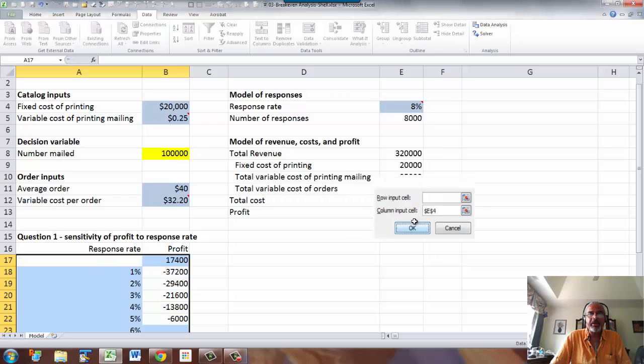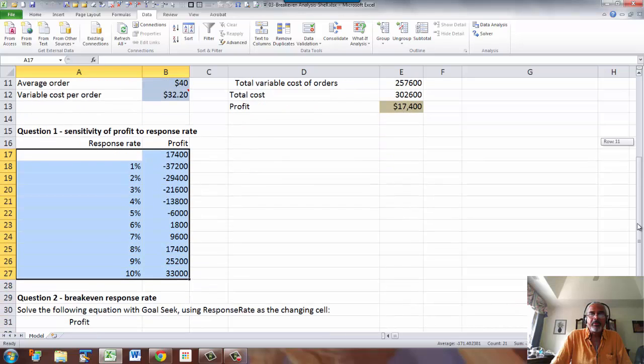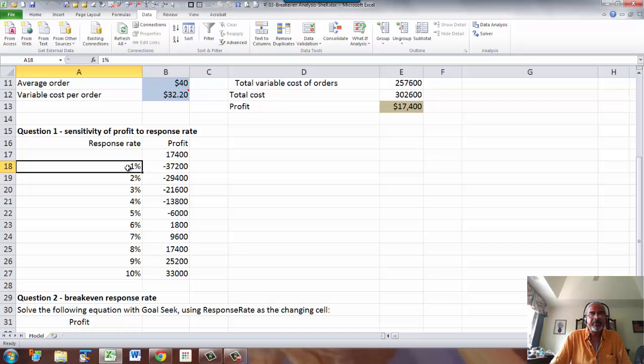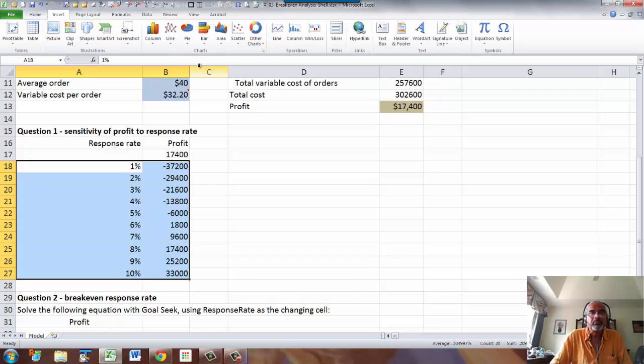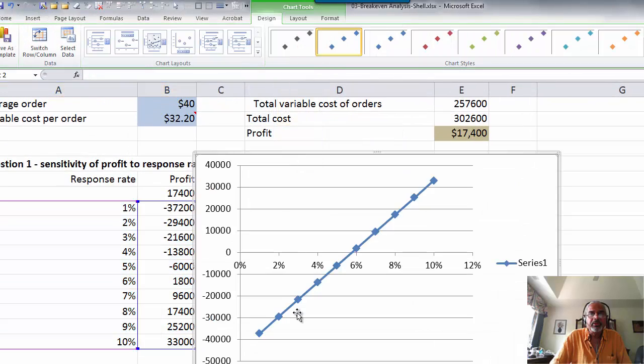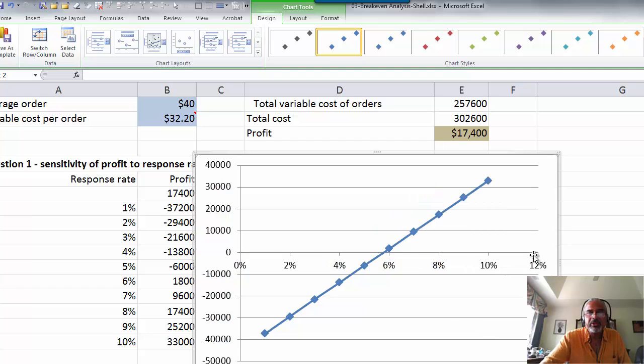Now if you click OK, the different profits are listed for different response rates. We can prepare a graph with the different response rates as the x-axis and the profit on the y-axis. If you set it up in this fashion, then you can highlight the x-axis and the y-axis values. We'll use this chart type so the points are connected. Since there is only one y-axis series, we don't really need a legend, so we'll get rid of the legend.